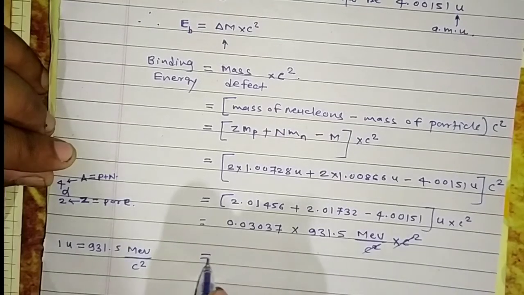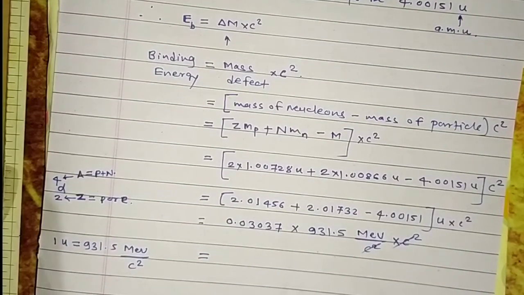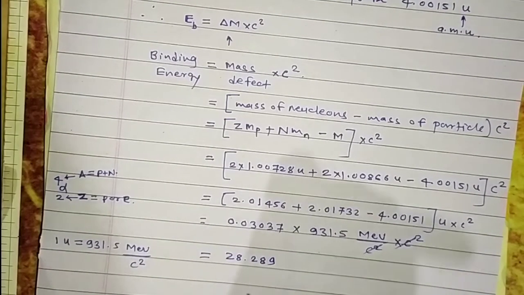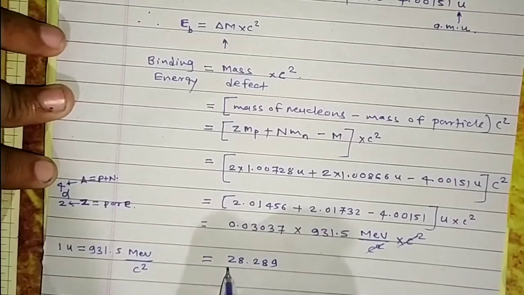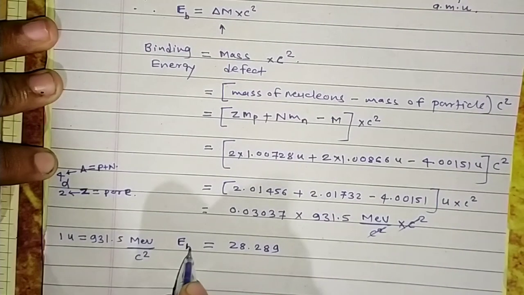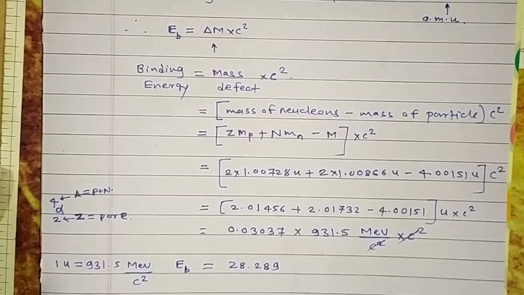C square will get cancelled here, and 931.5 times 0.03037 gives something about 28.289. That is what you can calculate as 28.29 MeV. So that is the binding energy of that alpha particle. Okay, I hope you have understood this problem. Thank you.